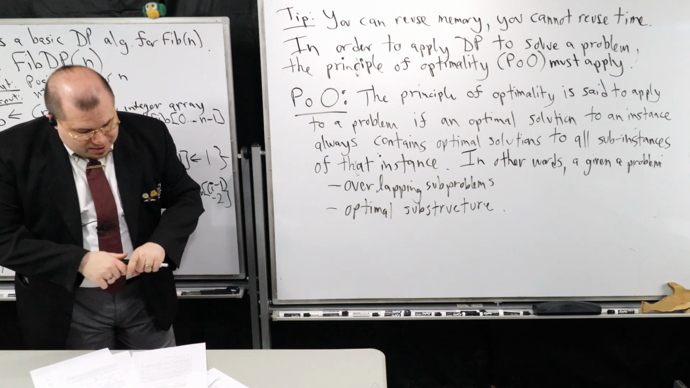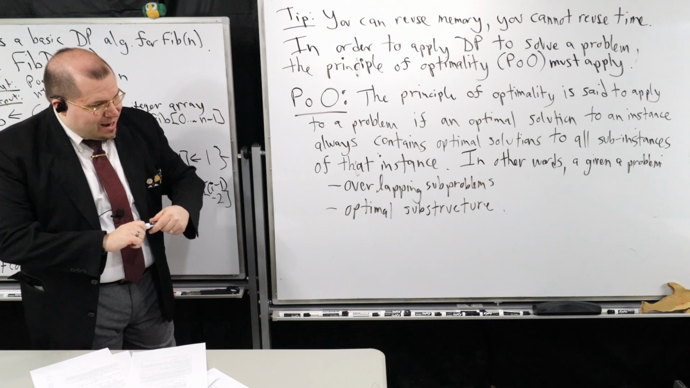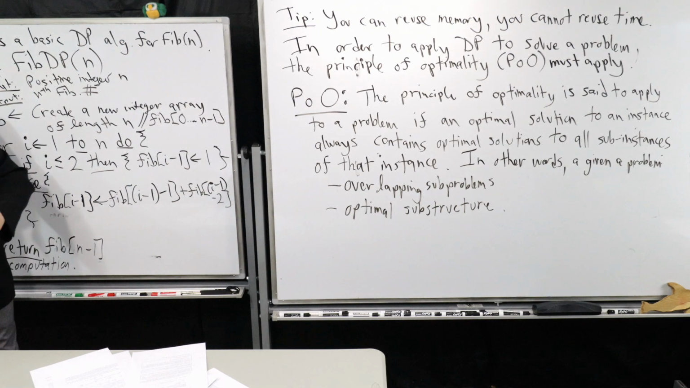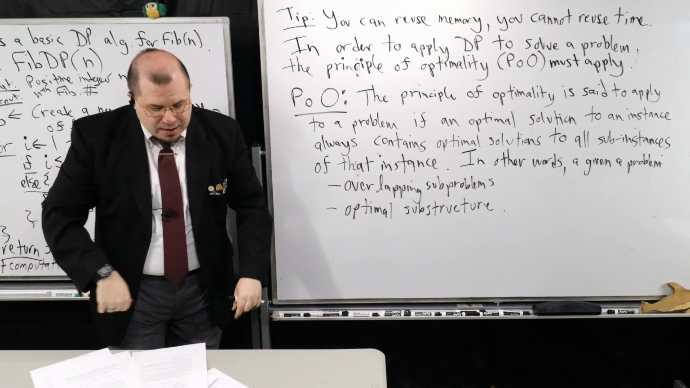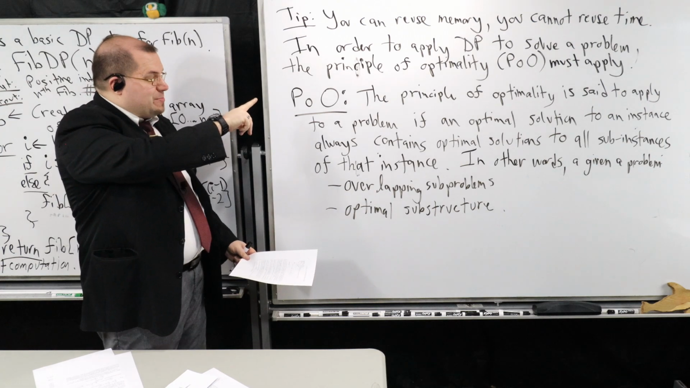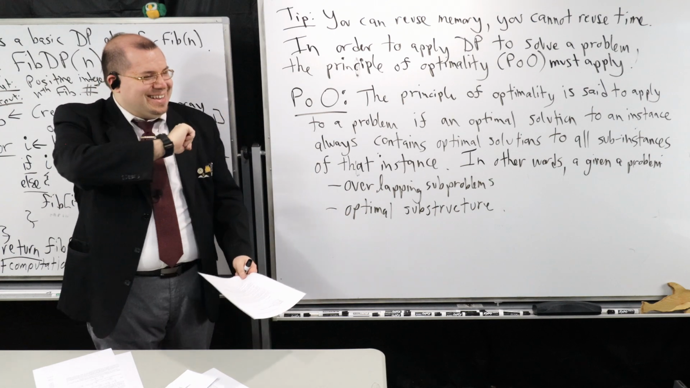So let's talk about how we're going to design a dynamic programming algorithm. I want to give you an idea where we're going to go with this. So let's go back over here. Actually, before anything, are there any questions about the principle of optimality?